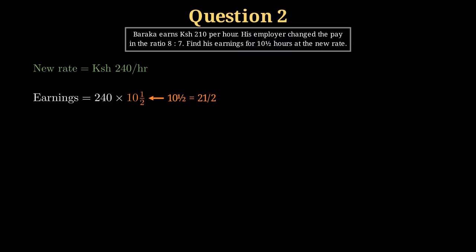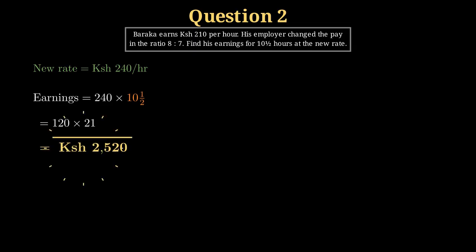10.5 is the same as 21/2, so 240 times 21/2. Half of 240 is 120 times 21, and 120 times 21 is 2,520. So Baraka earns 2,520 shillings. Well done, that's question 2.